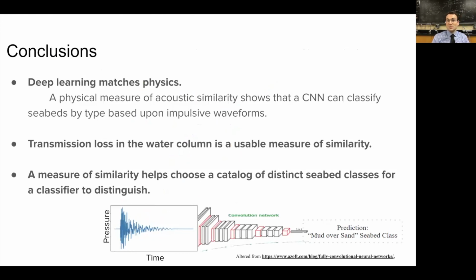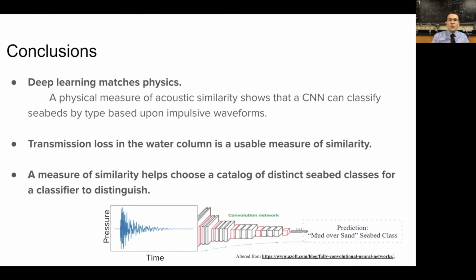And so this shows that our deep learning model understands some physics. It's matching the transmission loss measure of similarity to some degree. Secondly, we could also say, well, the transmission loss measure of similarity is working as a measure of seabed similarity. And we could see that intuitively where it showed that deep mud seabed is similar to a mud over sand seabed. And it's not very similar to sandy. So this transmission loss measure can measure the overall similarity between seabeds. And finally, this measure of similarity helps us choose a catalog of distinct seabed classes that are acoustically distinct.